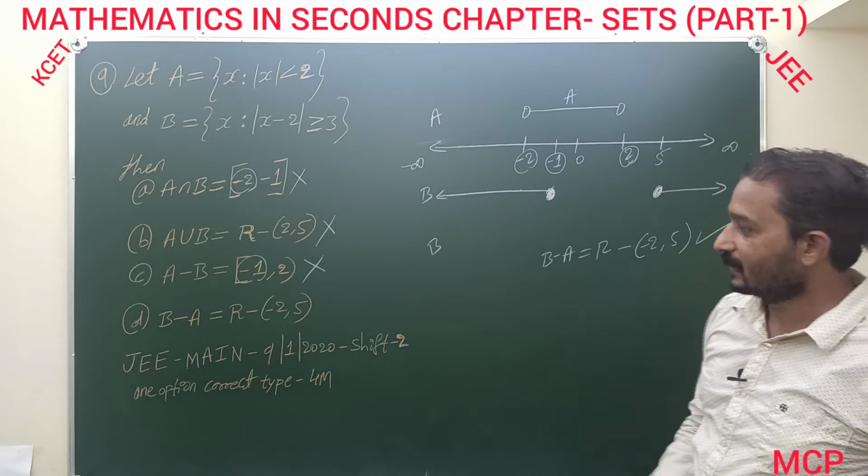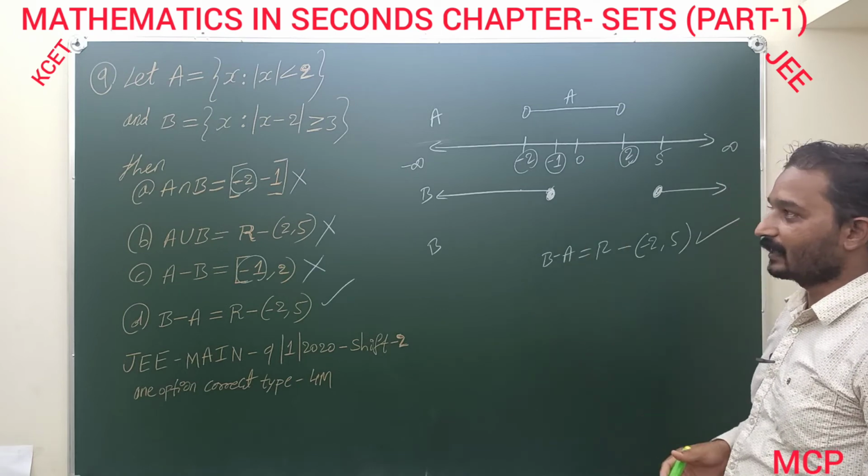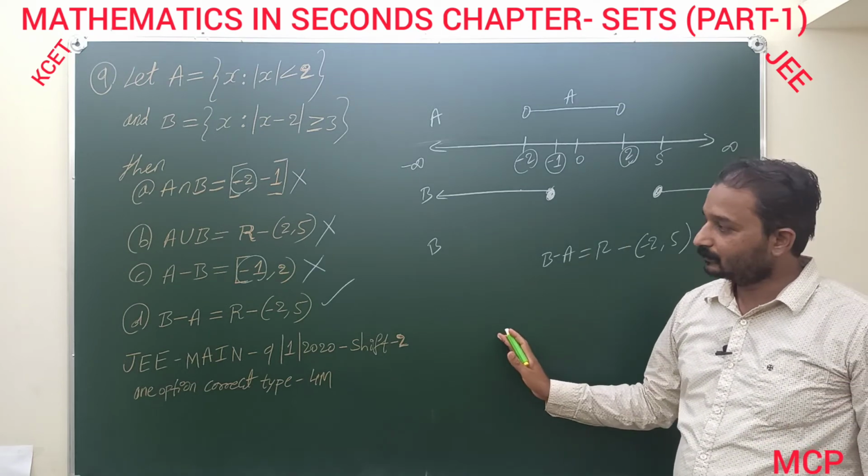It is correct, B minus C. So it is correct. Option D is correct. Easily identified by using the number line method. Take down.